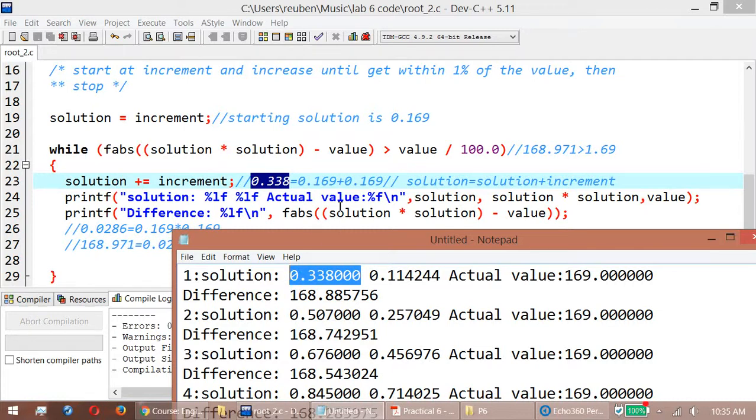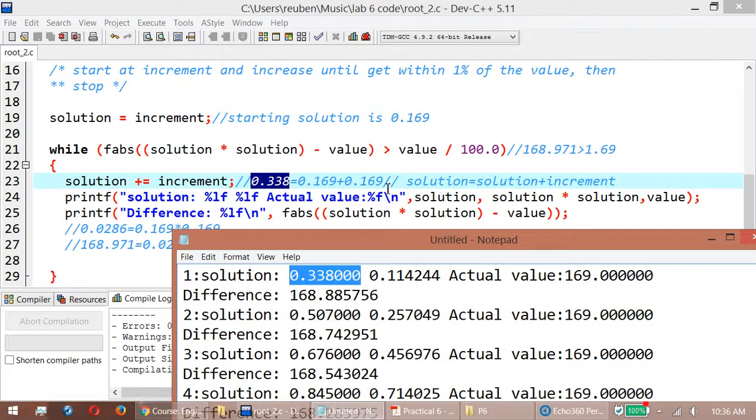How do you get 0.338? The first starting guess was 0.169. Okay, we increase it by 0.169. That means the next guess is 0.169 plus 0.169. Okay, next, if you square 0.338, we get 0.114. And what is the difference from the actual value? It's basically 169 minus 0.114, which is 168.885.